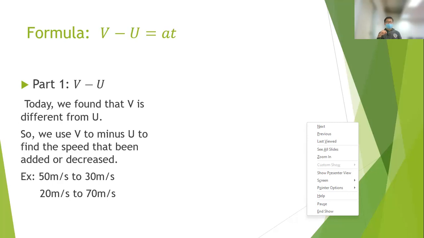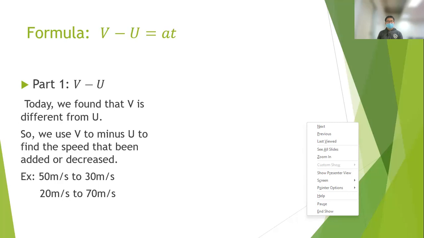For example, 50 meters per second is the start speed. It decreased until 30 meters per second. So the speed has decreased by 20 meters per second. Example 2, the starting speed is 20 meters per second, but it added until 70 meters per second. So the speed has added 50 meters per second.